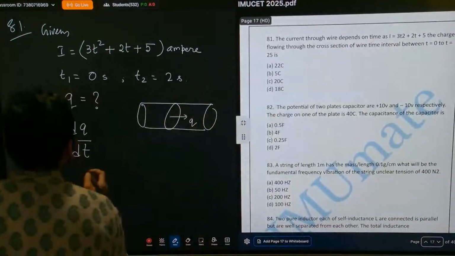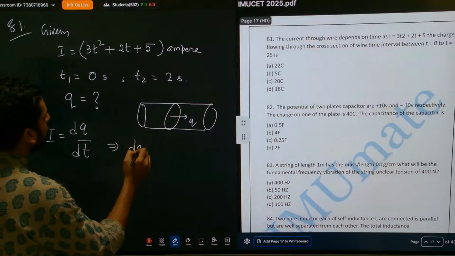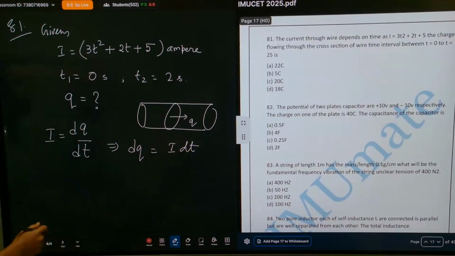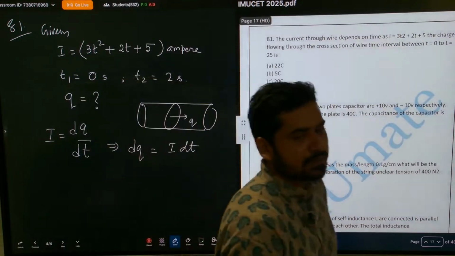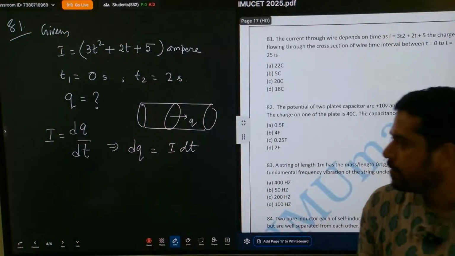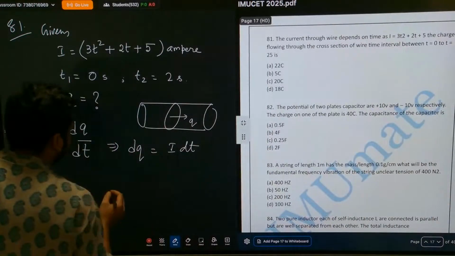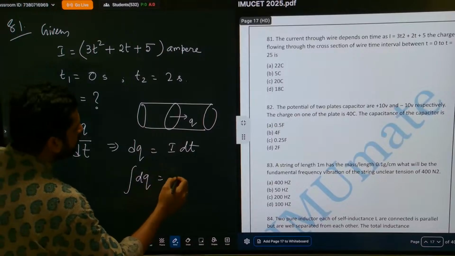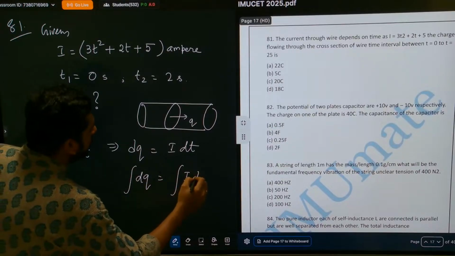So what do you get as q? So dq would be I times dt, and there is no problem because both are scalar. Current is also a scalar, actually a tensor, whatever, and q is also a scalar, so there wouldn't be any problem. So if you start integrating dq, you will get integration of I dt.